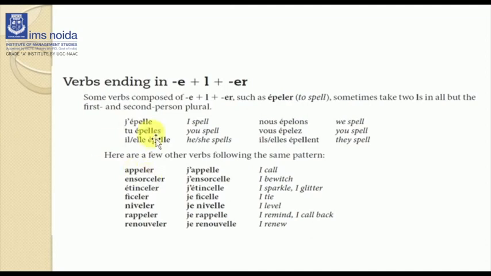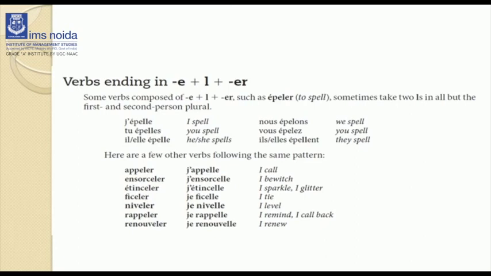Right? So you can see in the example also, I have taken the verb appeler. When you are conjugating appeler, with je we are using double L, with tu also double L, and il, elle singular and in the plural form also we are using double L. The single L we are using only in the conjugation of nous and vous. Right? And as examples, I have given some more verbs which will be conjugated like appeler, such as épeler, ensorceler, etc.